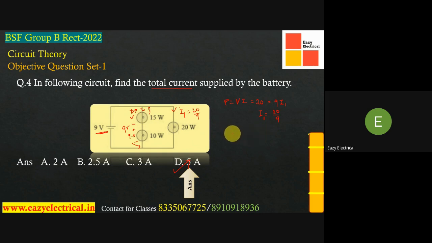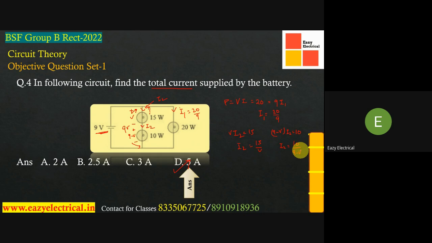Suppose this current is I1 and this current is I2. So what will be I2? I2 into V must be equal to 15 watts, so I2 must be equal to 15 by V. The same current will also flow through this part as well, so (9 minus V) into I2 has to be equal to this 10 watts. So I2 needs to be 10 by 9 minus V.